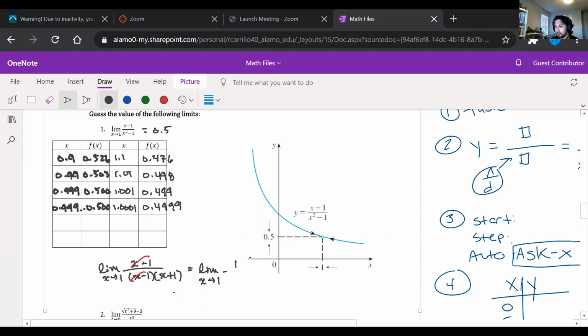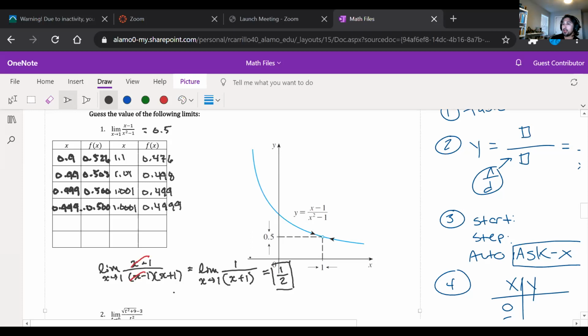Now I'm just left with 1 over x plus 1. And now that I have simplified my limit, I can evaluate that limit by just plugging in the value that x is approaching. So if I plug a 1 in for x, I'll get 1/2, which is our limit.